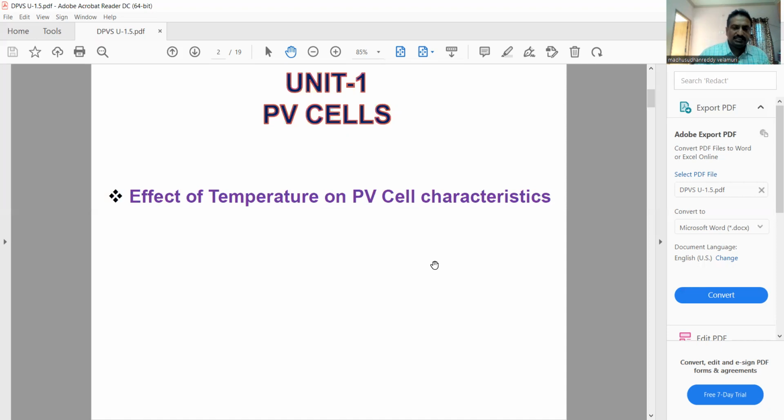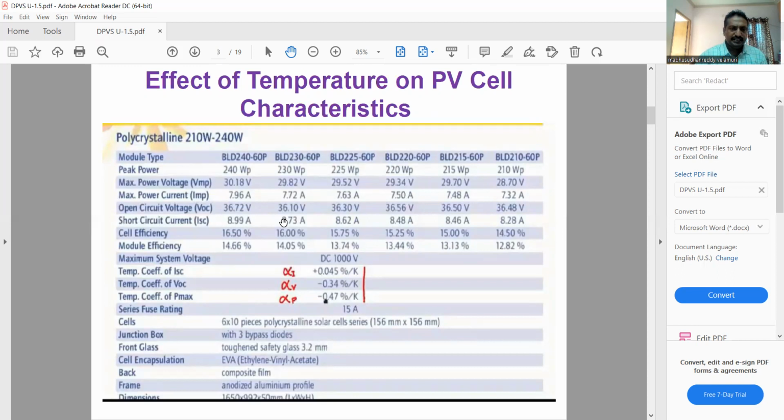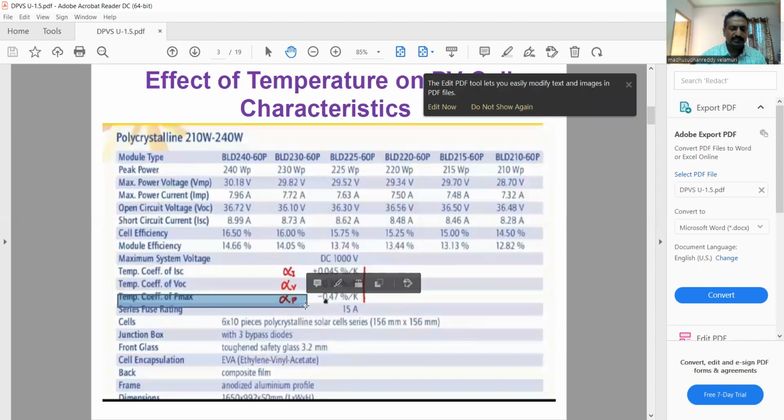So we can determine these parameters. But what I want to explain in this class are the characteristics which depend on the temperature variation, which immediately affect the coefficient of variation. For example, the temperature coefficient of ISC, the temperature coefficient of VOC, and the temperature coefficient of PM. These are all represented with the letter alpha. This is the temperature coefficient of ISC, represented with alpha I. This is the temperature coefficient of VOC, represented with alpha V. This is the temperature coefficient of P maximum, represented with alpha P.